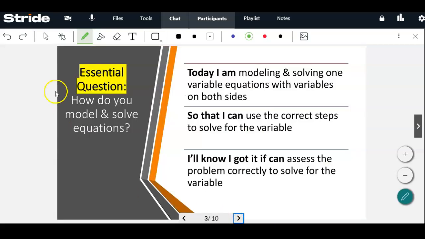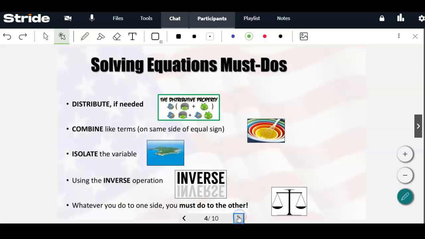All right, so what this lesson covers, essential question: how do you model and solve equations? Today I am modeling and solving one variable equations with variables on both sides so that I can use the correct steps to solve for the variable. I'll know I got it if I can assess the problem correctly to solve for the variable.